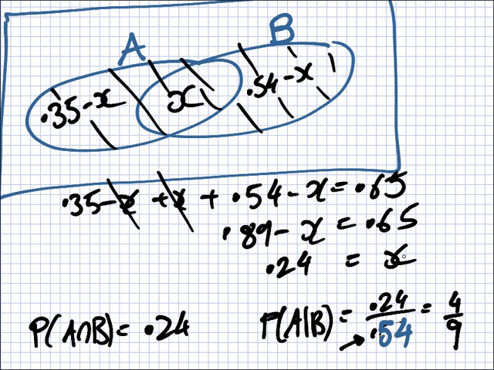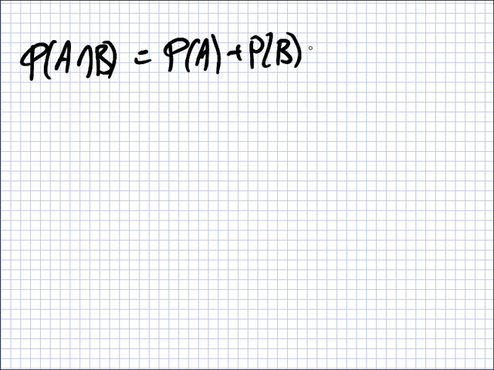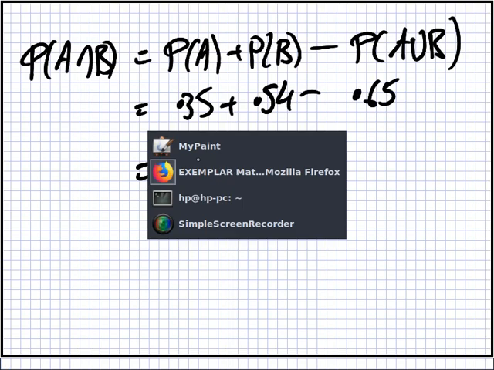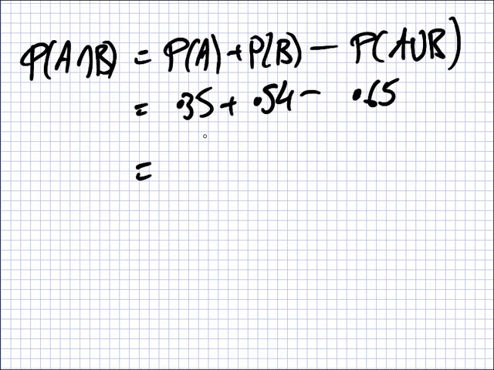So we take the whole probability of B. That was the formula for A given B is A and B over B. Can I show you the other way to do it? Because there is another way. You can use this formula for A and B, which is A plus B minus A or B. They tell you A is 0.35, B is 0.54, and A or B is 0.65. That works out to be the same as what you got a moment ago, 0.24.